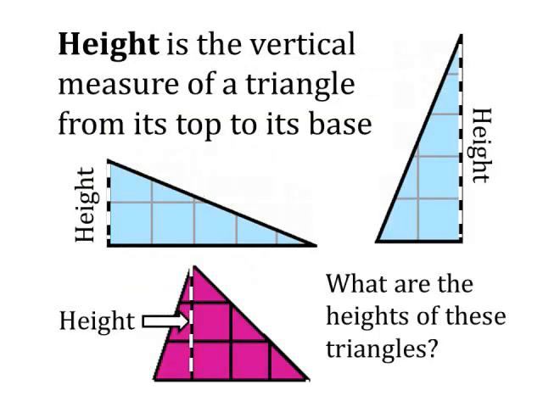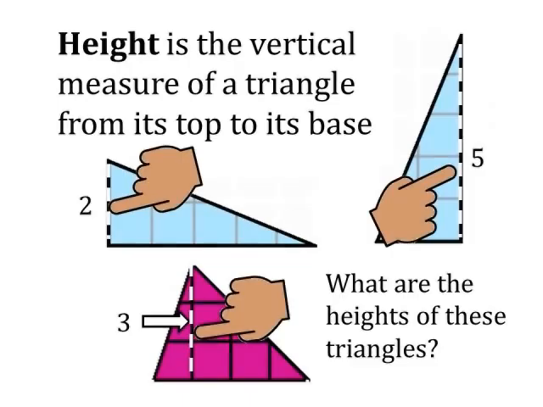Now, the height of the triangle is usually the vertical side. Pero kung walang vertical side, may imaginary line sa loob mula sa base hanggang sa top ng triangle. So, what are the heights of these triangles? Mabibilang nyo naman kung ilan yung square units na katapat ng height. Yung isa 2, yung isa 3, yung isa 5.